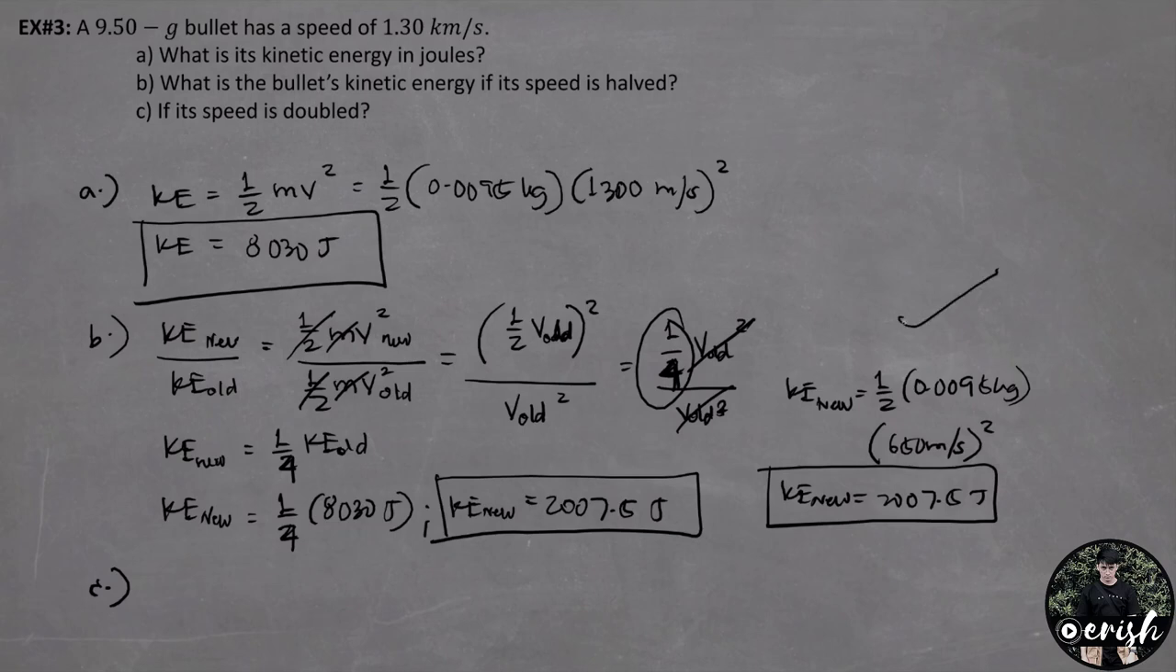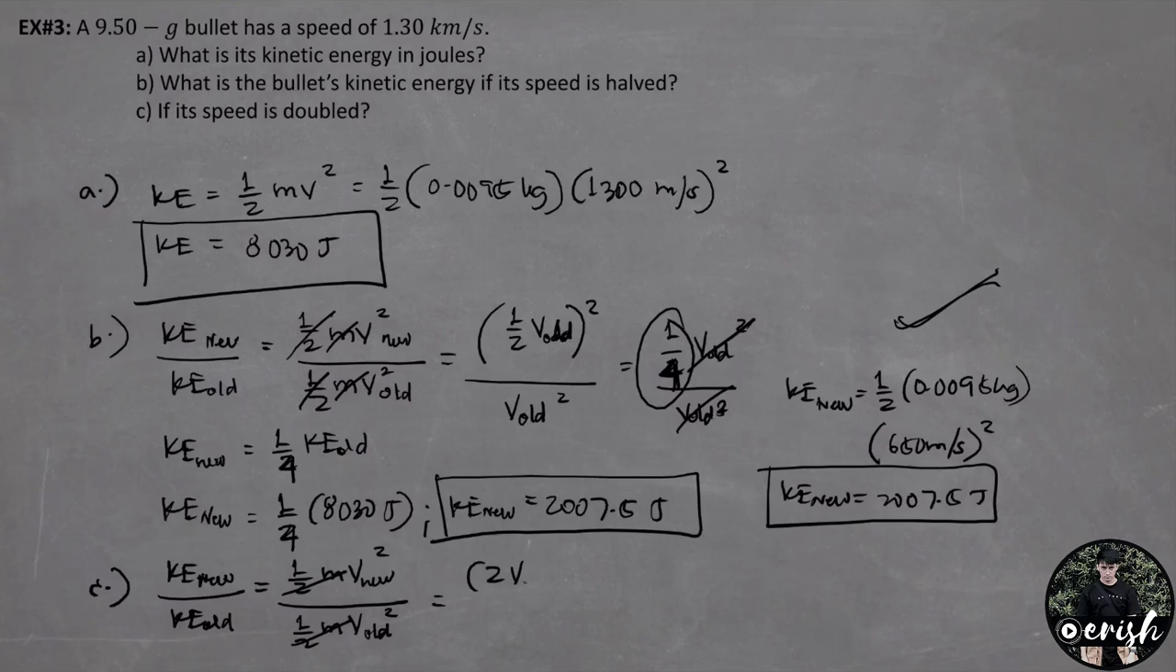Or to make it easier, we can do this. Using the ratio, kinetic energy new over kinetic energy old is equal to 1/2 mass times the new velocity square divided by 1/2 times mass times old velocity square. These cancel. Again, the condition in letter C is that the speed is doubled. So this is 2 times the old velocity quantity square over old velocity square. By simplifying, the old velocity term cancels, and what remains is just 4. And that means that the new kinetic energy when the speed is doubled is 4 times the old kinetic energy.